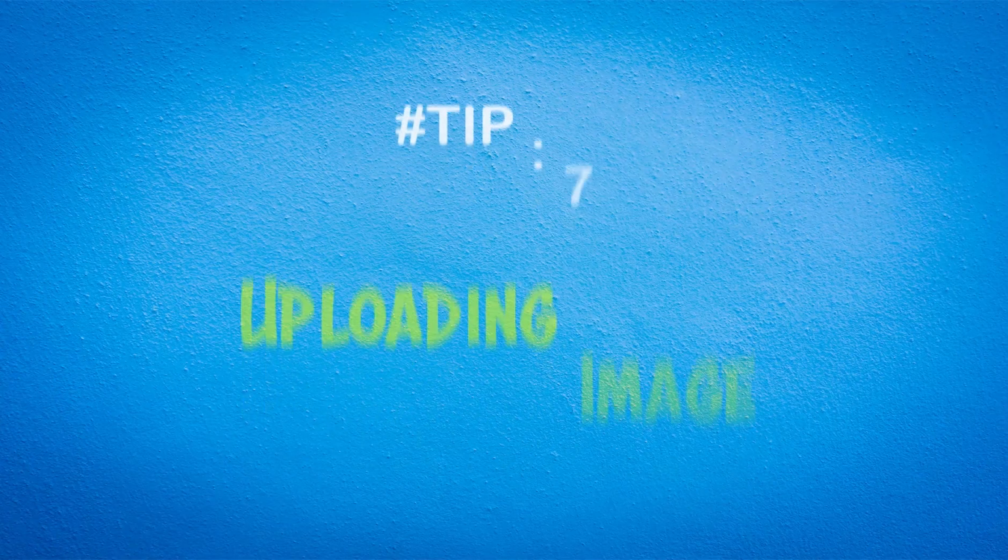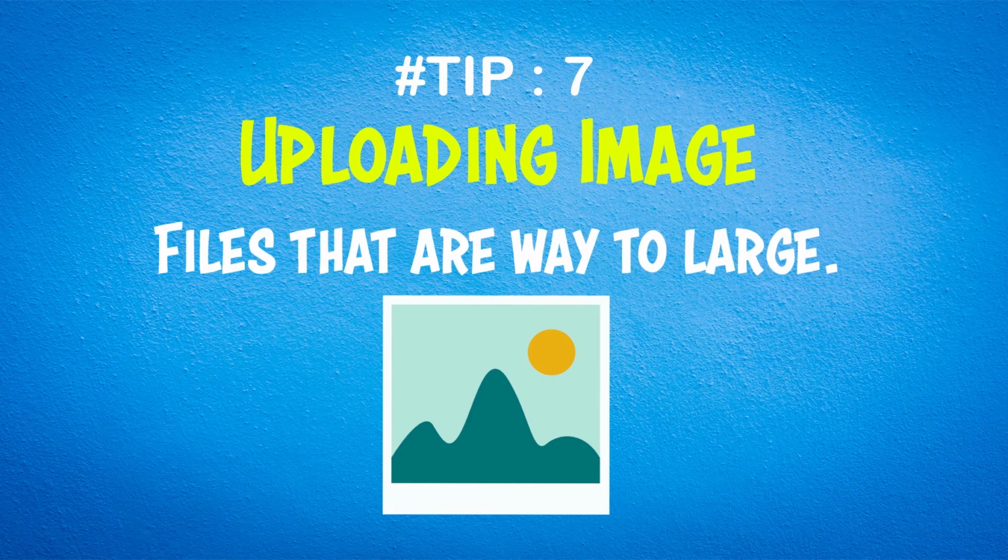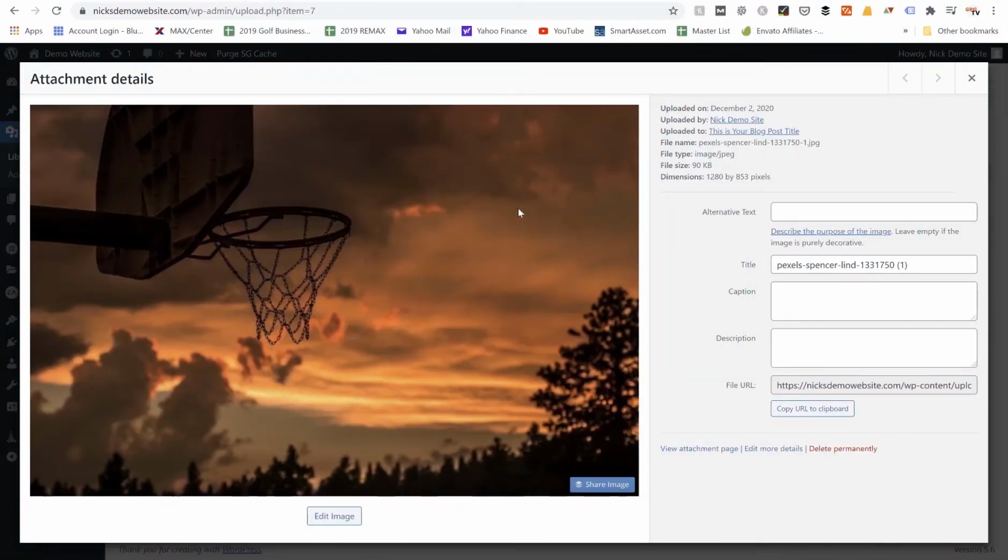All right, mistake number 7 is uploading image files that are way too large in file size. So here I've clicked on an example image, I can come in here and check its file size, and I can see that it's only 90 kilobytes. So when we get to 1,000 kilobytes, it becomes a megabyte. And a megabyte is a very large file size. I try to keep all my image file sizes in the kilobytes, so under 1,000 kilobytes. That way we don't get into megabytes.